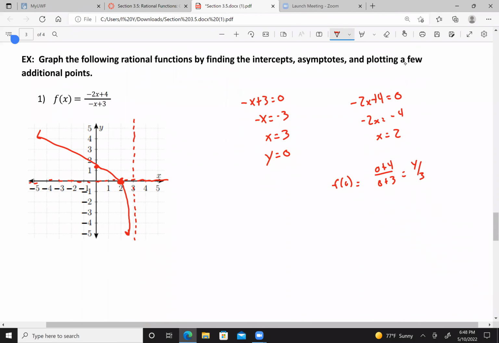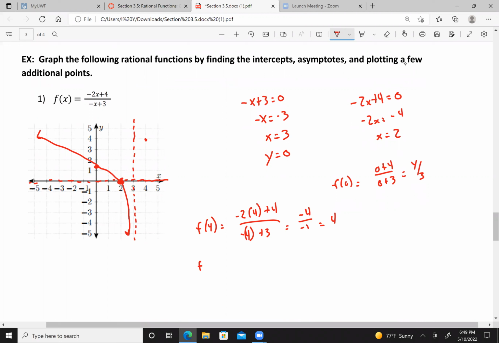So now let's find 4 and 5. Let's find f of 4. Negative 2 times 4 plus 4 over negative 4 plus 3. What's this? Negative 8 plus 4 is negative 4 over negative 1, 4. So we have 4, 4.